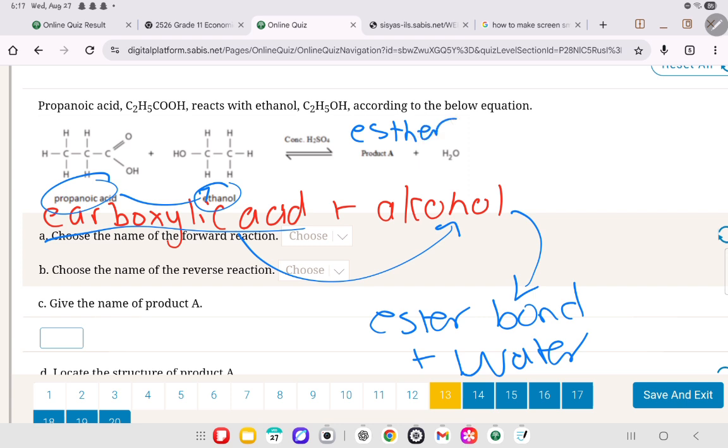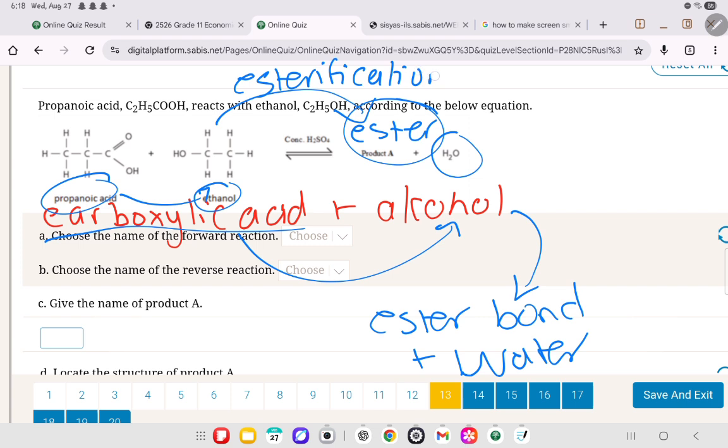Ester without the H. Ester bond. It will produce an ester bond in addition to water. Now, the name of the forward reaction, because we are producing an ester bond, is called esterification. Now, the backward reaction, because we are adding water, as you can see in the backward reaction, we are adding water. So because we are adding water, this is called a hydrolysis reaction.